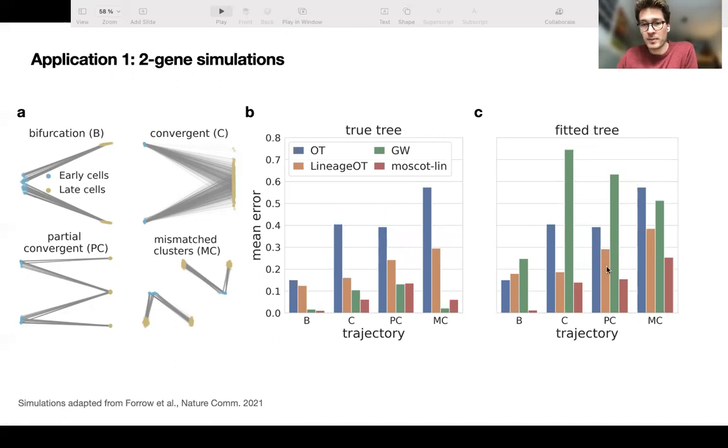However, when we go to the fitted tree, Gromov-Wasserstein becomes much worse than moscot-lineage. So moscot-lineage retains its really good performance when we go to the fitted tree. However, Gromov-Wasserstein relies on the tree a lot. It gets no other information. So if there are errors that come from the fitting procedure, then the coupling is just going to be very wrong. And moscot-lineage can correct for this by also using gene expression information, and is consistently the best performing method in terms of this error metric across all trajectory topologies considered here for the fitted tree.